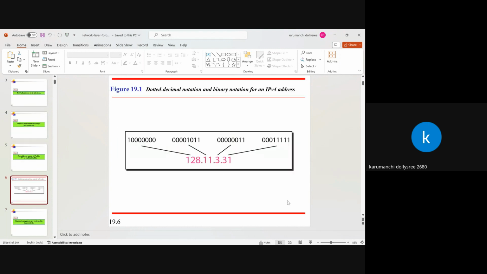If you see here, a representation or notation is given. If you see 128.11.3.31, it is a binary notation, right? Yes or no? Here we can see the binary and the decimal notations, right? Which is binary here and which is decimal here? Can anyone say?